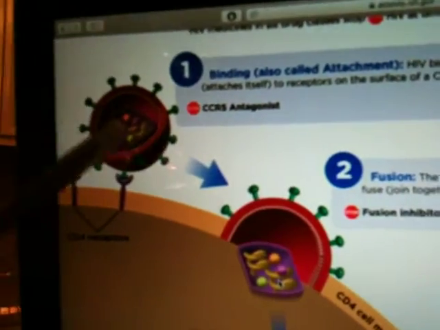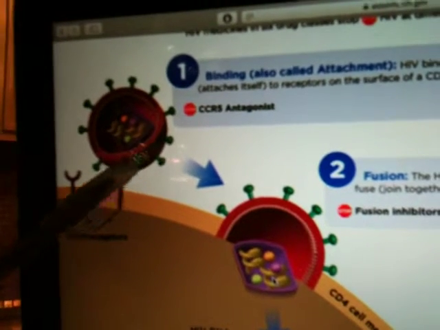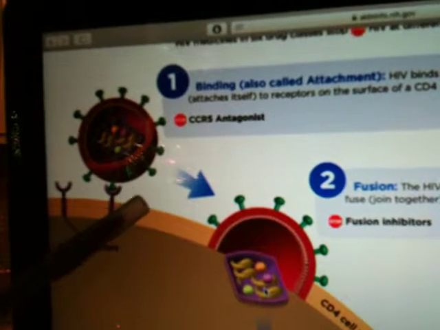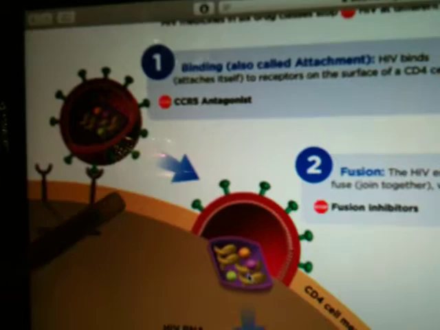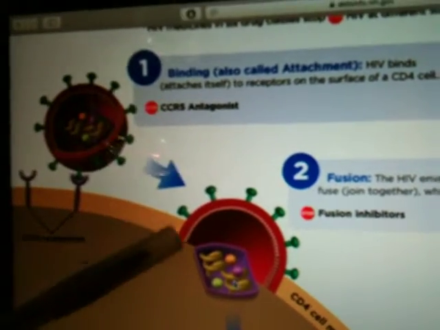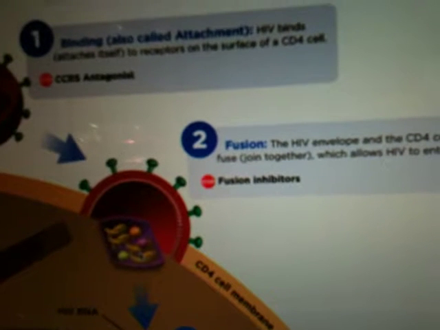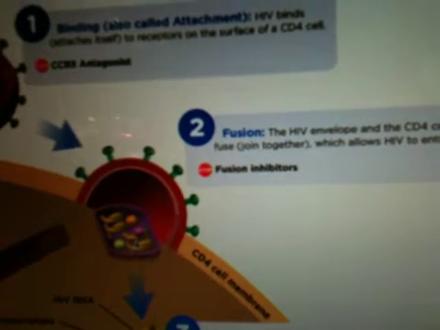The first stage is binding or attachment. This is what HIV looks like. So during the first stage, HIV binds or attaches itself to the surface of a CD4 cell. In the fusion stage, HIV and CD4 cell membrane fuse and HIV enters inside the CD4 cell.